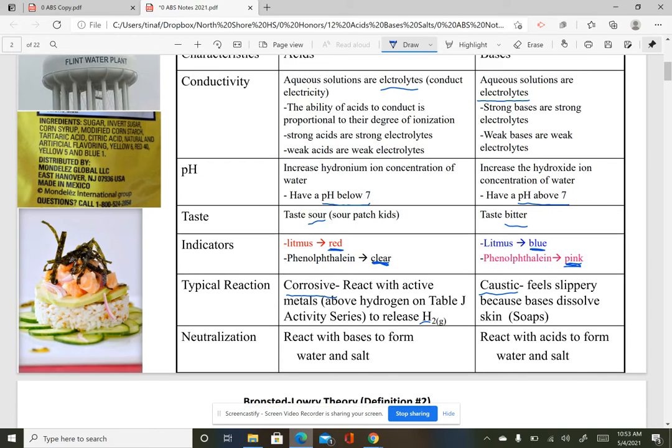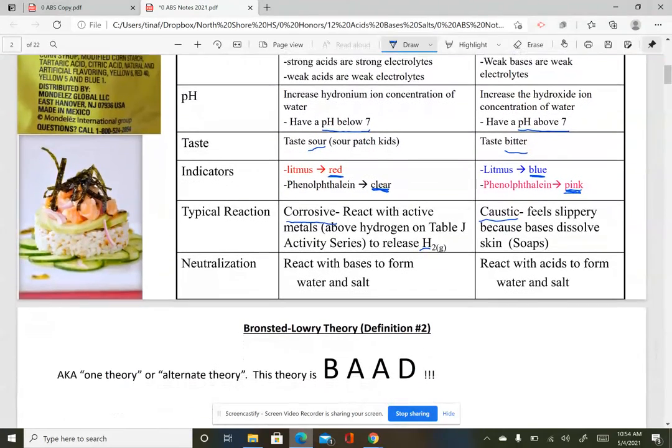So I'm not saying that anything that's an acid or a base is dangerous. It is if it's concentrated enough, I guess, or has a high or low enough pH. But just to give you an example of what they would feel like.